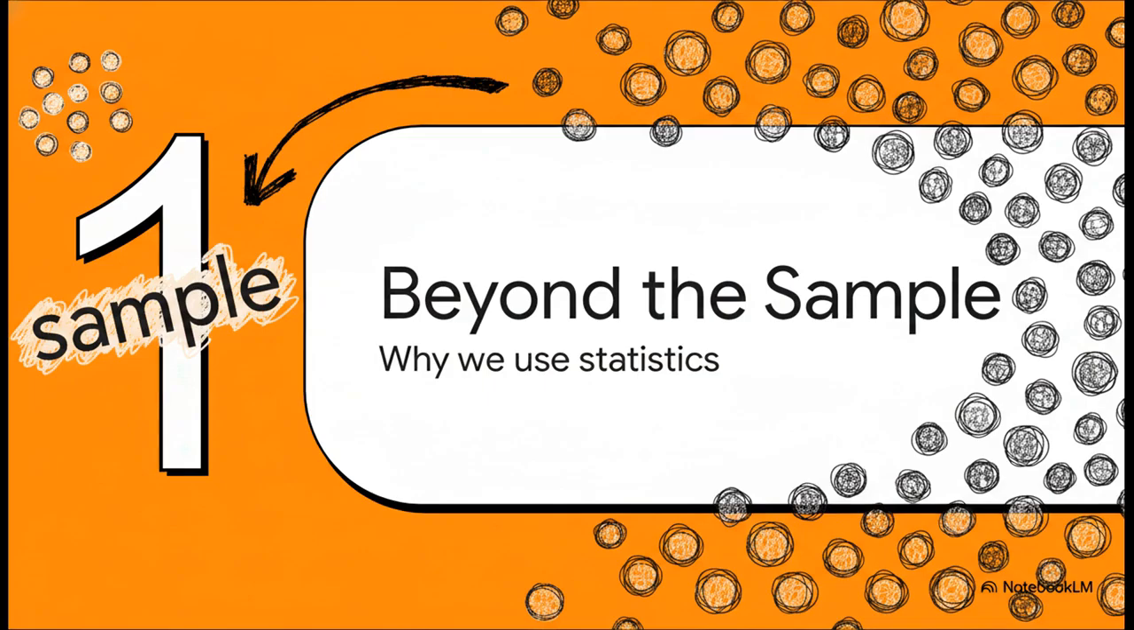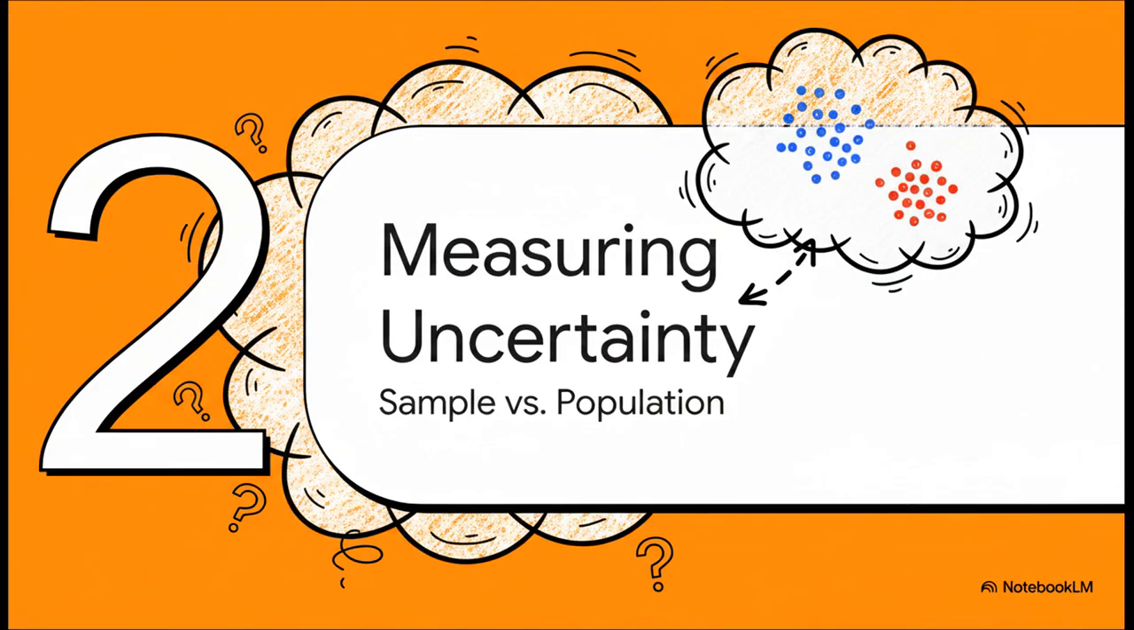Like we said, it is all about making that leap, right? Taking what we found in our little sample and applying it or generalizing it to the entire population. But, and this is a big but, that leap is never going to be perfect. Our sample, no matter how carefully we pick it, is never a perfect, tiny mirror of the whole population. This creates this kind of statistical fog, an uncertainty that we absolutely have to be able to measure.